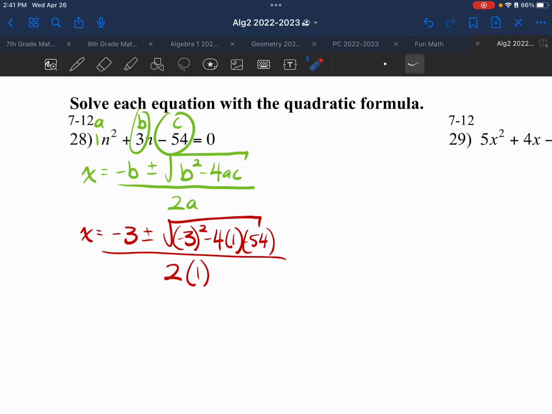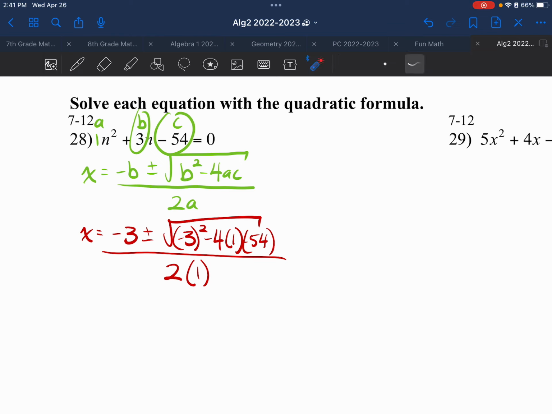And I'm running out of room here. I'm going to erase these. Oh, I want to go back to stroke eraser so it's faster to erase. And this is going to be still x is equal to that. X is finally going to be equal to negative 3 plus or minus the square root of 225, which is 15, all over 2.